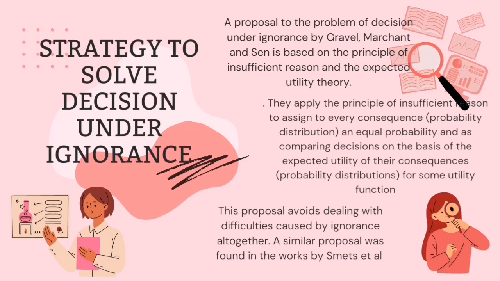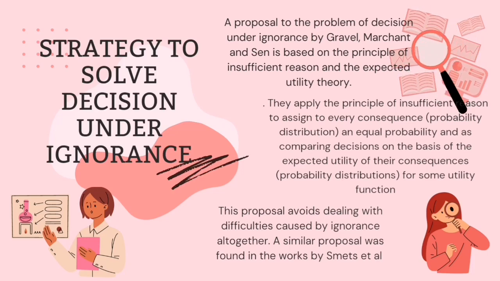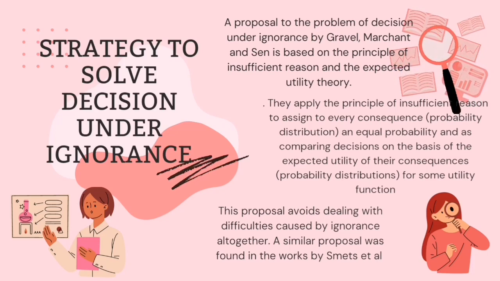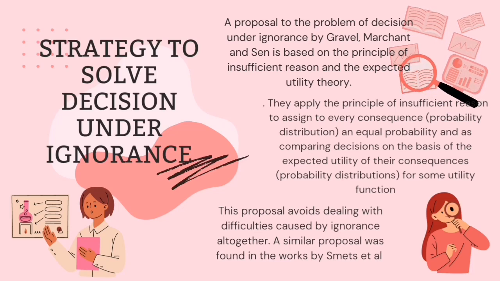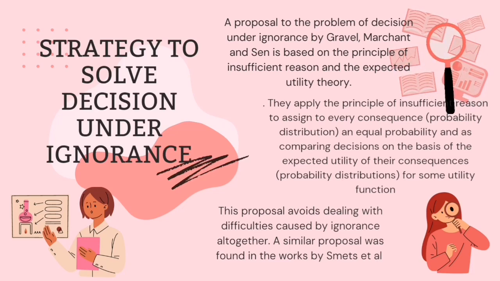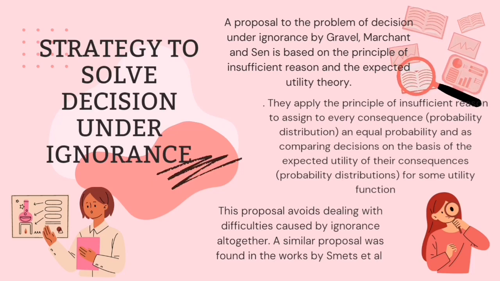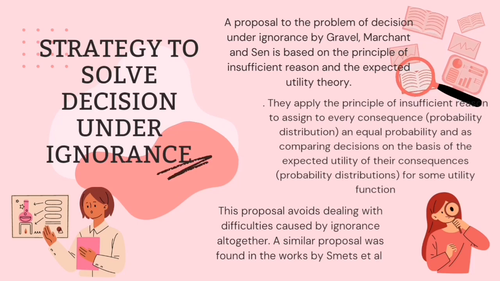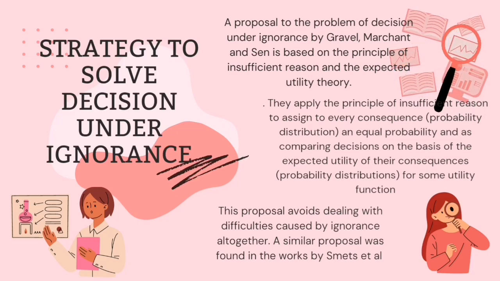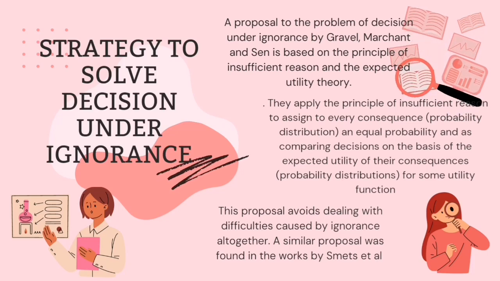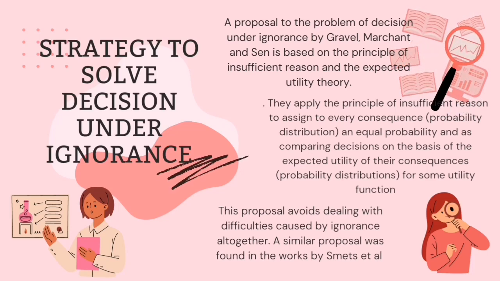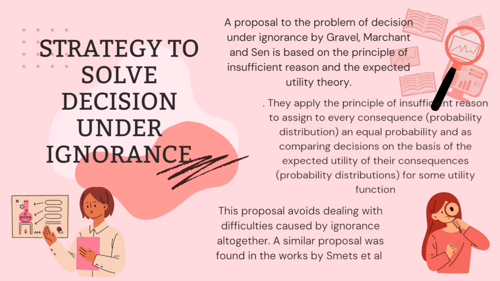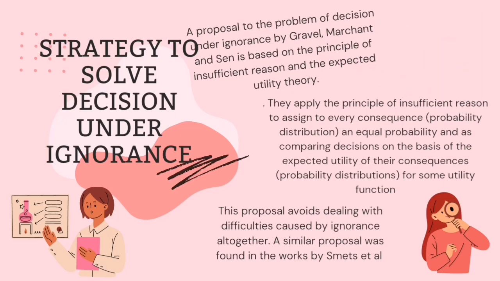Strategy to solve decision under ignorance. A proposal to the problem of decision under ignorance by Gravel, Marchant, and Sen is based on the principle of insufficient reason and the expected utility theory. They apply the principle of insufficient reason to assign to every consequence in a probability distribution an equal probability, and then compare decisions on the basis of the expected utility of their consequences' probability distributions, for some utility function. Lastly, this proposal avoids dealing with difficulties caused by ignorance altogether. A similar proposal was found in the work by Smets et al.